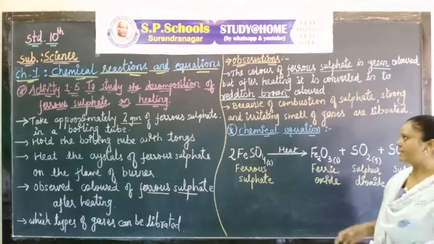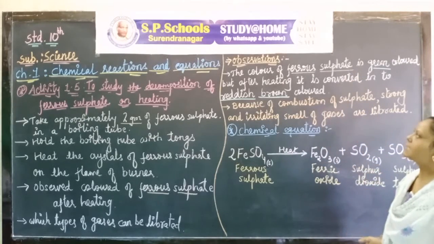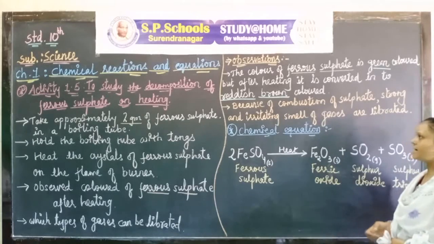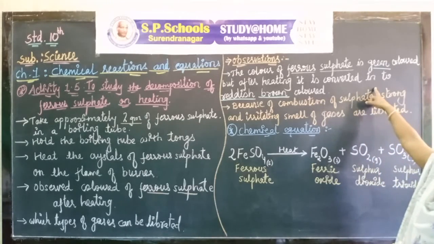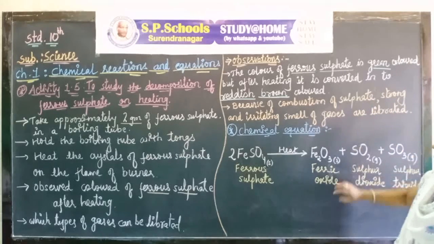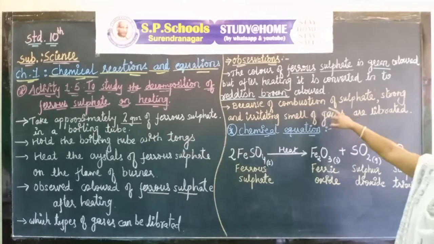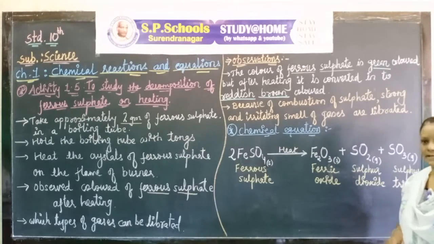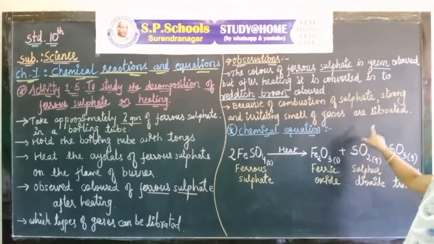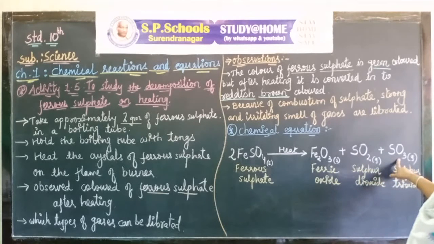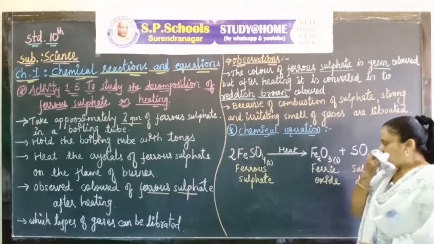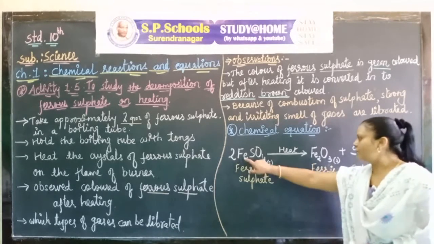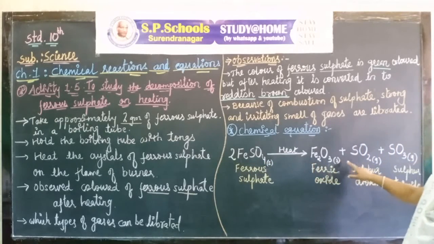The observation tells us that the color of ferrous sulfate is green, but after heating it is converted into reddish brown color because of ferric oxide. Because of the decomposition of sulfate, strong and irritating smelling gases are liberated. The gases are SO2 and SO3. The chemical equation for this activity is 2FeSO4 on heating gives Fe2O3 plus SO2 plus SO3.